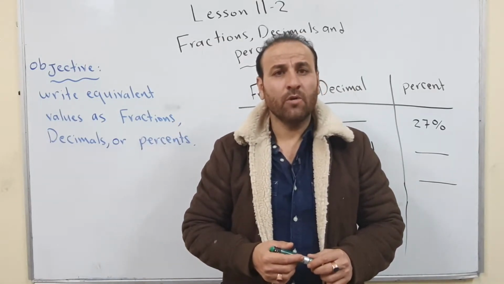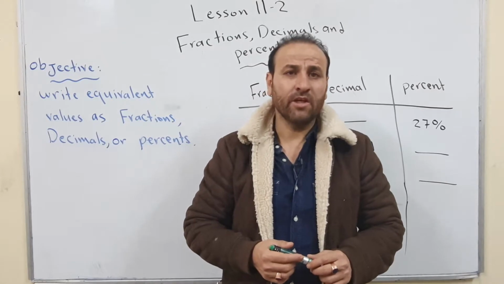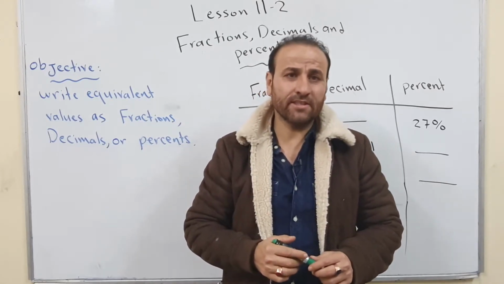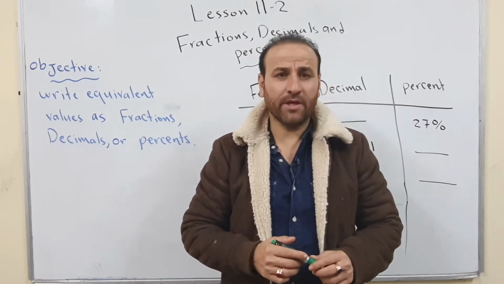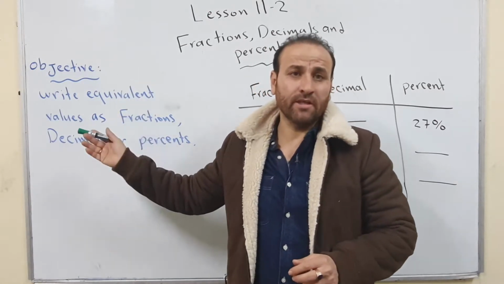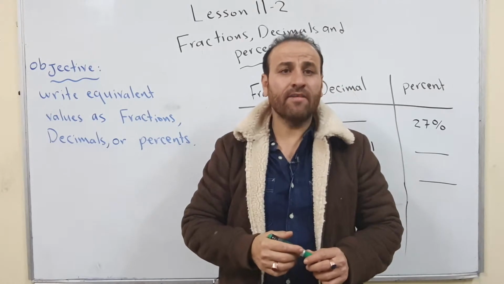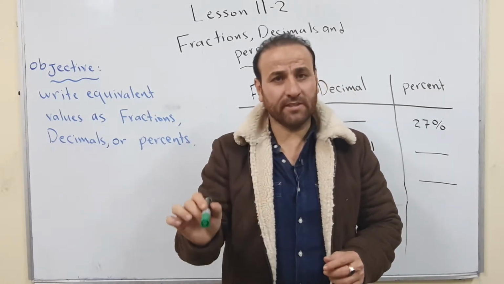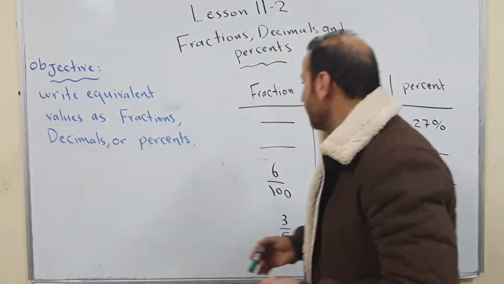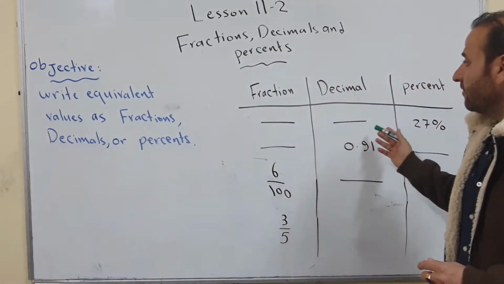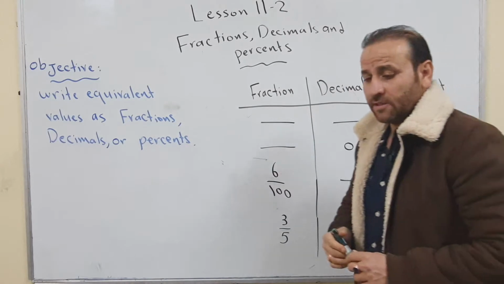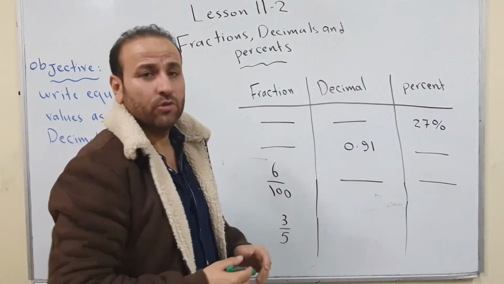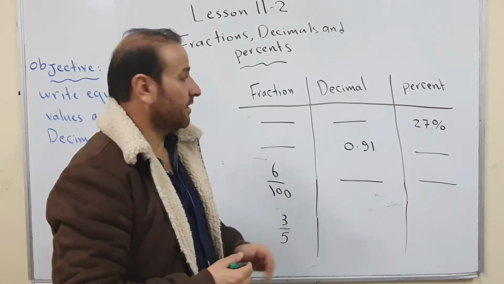In this video, we're going to discuss a very important lesson, which is lesson 11.2 in grade 6, fractions, decimals, and percents. Our objective will be to write equivalent values as fractions, decimals, or percents. So we will be given one of these forms, and we need to write it as the other two equivalent forms.